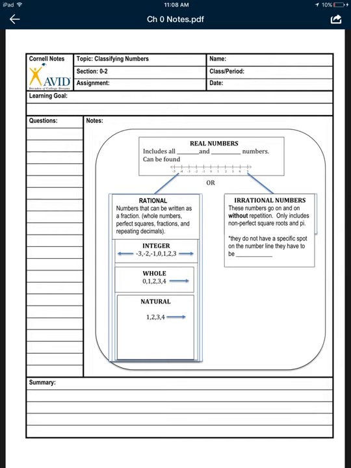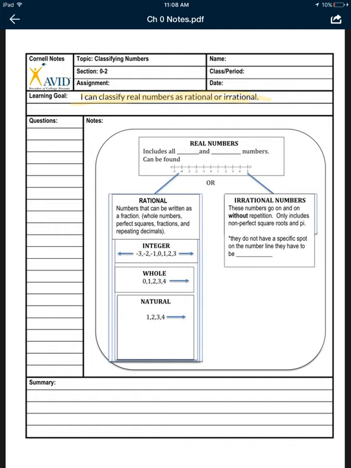Hello everybody. Today we're going to be learning how to classify numbers, and most specifically we're going to learn how to classify numbers as rational or irrational. So here is our learning goal right up here. Please copy that down, and then we're going to get started with understanding what the real numbers are.